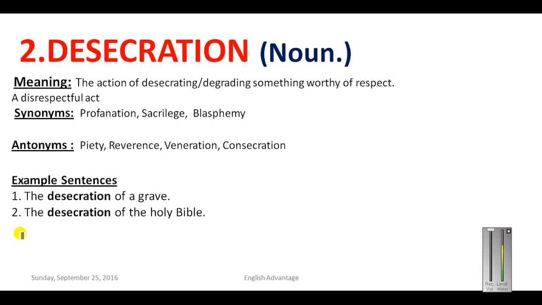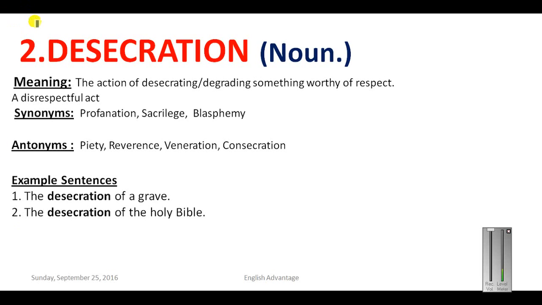Now let us move on to the second word, desecration. Now this word has come from sacred. Now sacred means something very holy, like we say Holy Bible, or Holy Gita, or Holy Ganga. Something very religious, very pious, and very holy. So now when you say desecration, you are kind of degrading something that is worthy of respect. So desecration means the action of desecrating, degrading something worthy of respect, a disrespectful act.